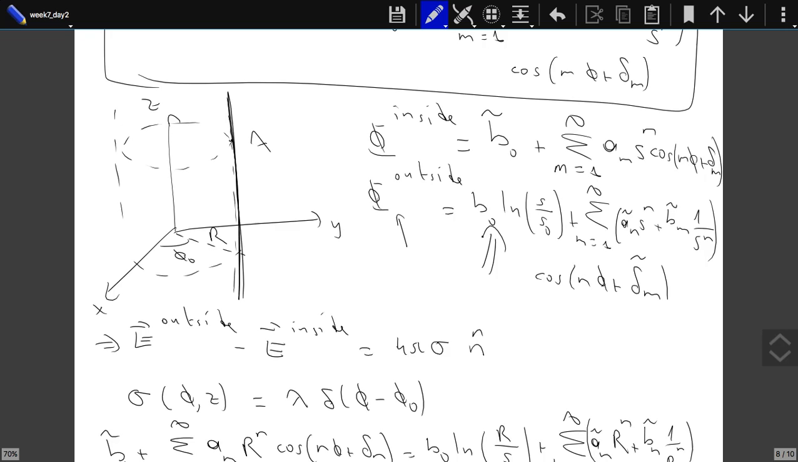Yes, any last minute question? Can we do a distribution, a collection of wires? Oh, so you have a shell? Yeah, sure. You can write it as a collection of wires. If you know the charge density, then you are done.